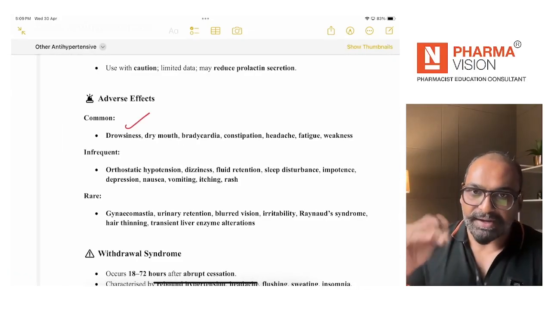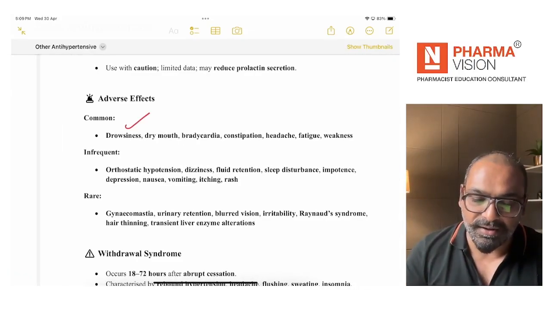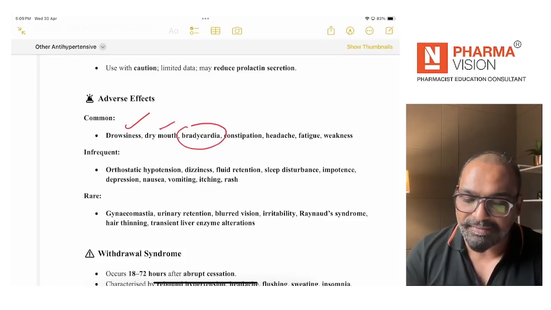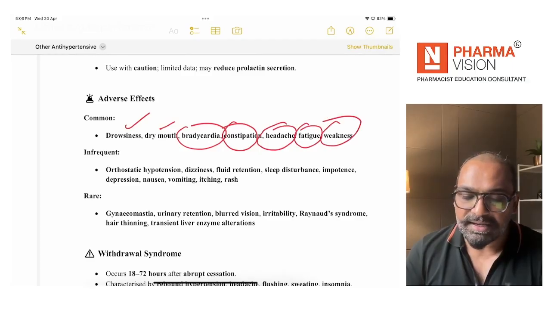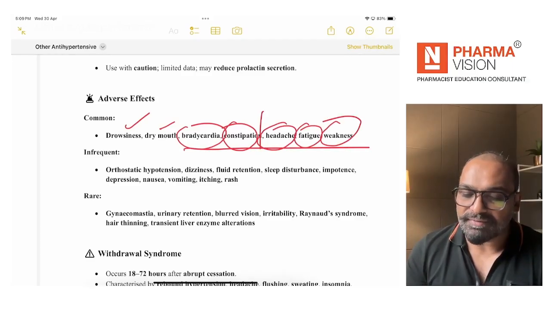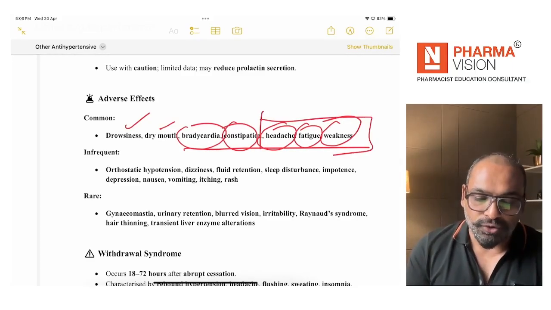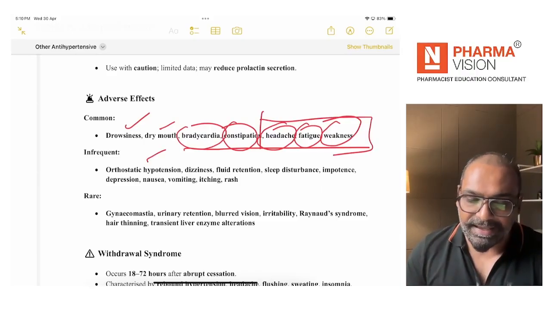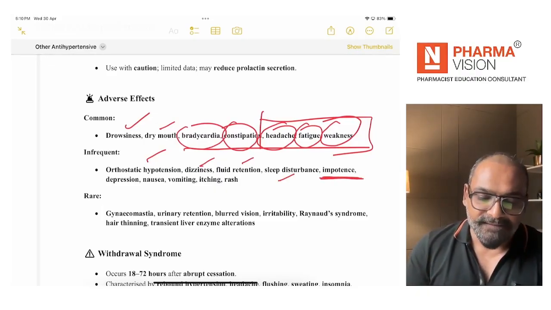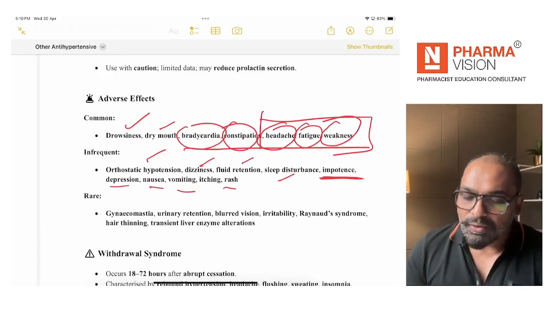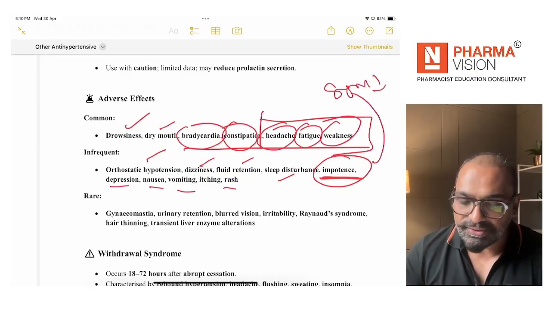Drowsiness, centrally acting, that's why drowsiness can occur. Dry mouth, bradycardia, I have already explained. Constipation, headache, fatigue, weakness, these kinds of problems are associated with the blood pressure change. Orthostatic hypotension is understandable. Dizziness, fluid retention, sleep disturbance, impotency, okay, depression, nausea, vomiting. Okay, impotency is also associated with the sympathetic tone change.